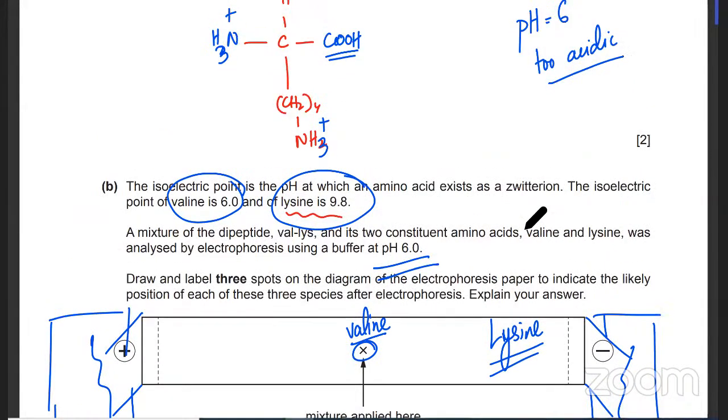Yes, sir. Then draw and label 3 spots on the electrophoresis paper to indicate the likely position of each of these 3 species after electrophoresis. They've given us the isoelectric points of valine and lysine. They're talking about pH 6.